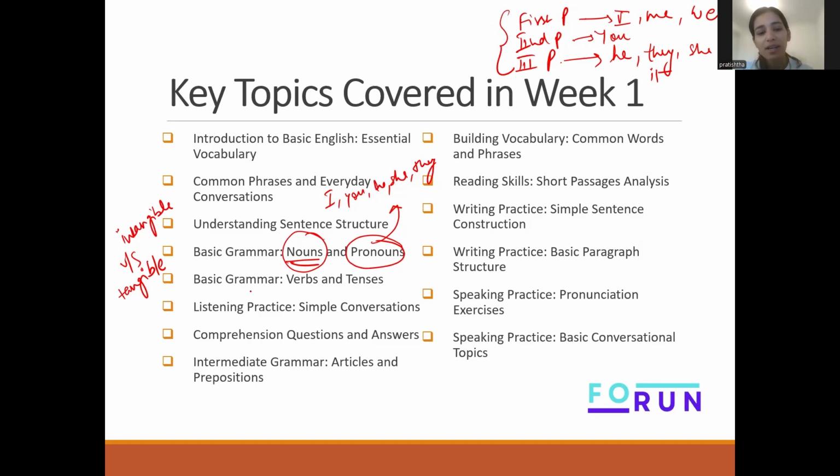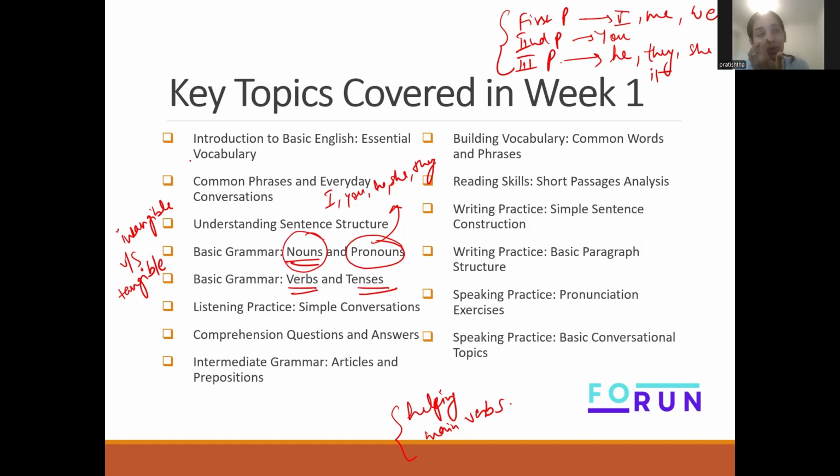Then we also did basic verbs and tenses, right? So we were doing helping verbs, which were also called auxiliary verbs. And then we did main verbs. Essentially, these are the only verbs that you need. Then we also did some tenses, which were the basic tenses, right? So we did present, past, future, how to use present, how to use past, how to use future.